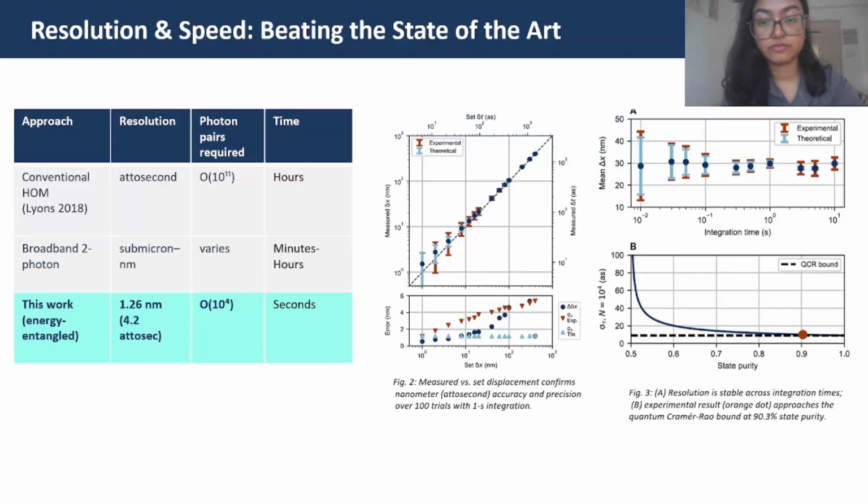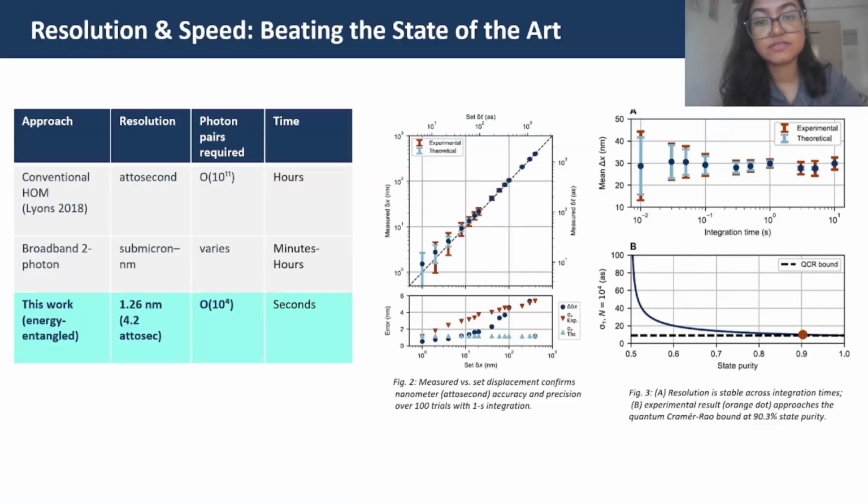Broadband two-photon interferometry can achieve submicron to nanometer resolution but requires ultra-broadband photon sources that span 177 terahertz in bandwidth. Such sources are technically very challenging to build, and optical systems that support such bandwidth are difficult to realize. In this work, the authors have achieved 1.26 nanometer resolution, equivalent to 4.2 attoseconds, using only on the order of 10 to the power 4 photon pairs, completing each measurement in 1 second.